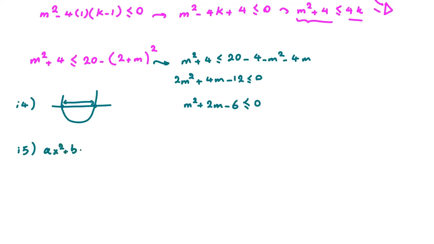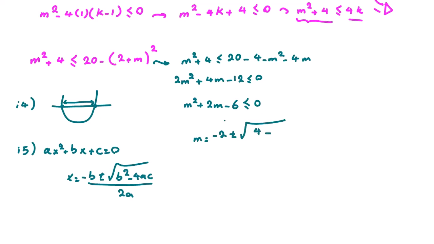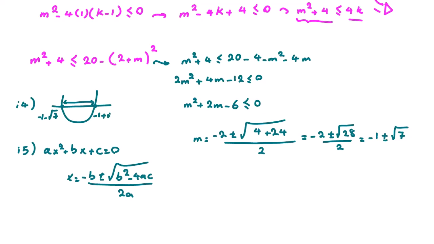If you have ax squared plus bx plus c equals 0, then x equals negative b plus or minus the square root of b squared minus 4ac, which is the discriminant inside the square root, all over 2a. So here, m equals negative 2 plus or minus the square root of 2 squared, 4, minus 4 times this, which will be 24, over 2 times 1. So it's negative 2 plus or minus the square root of 28 over 2. So it is negative 1 plus or minus the square root of 7, taking the 2 inside the square root makes it 4 times 7. This one is negative 1 minus root 7, and this one is negative 1 plus root 7.